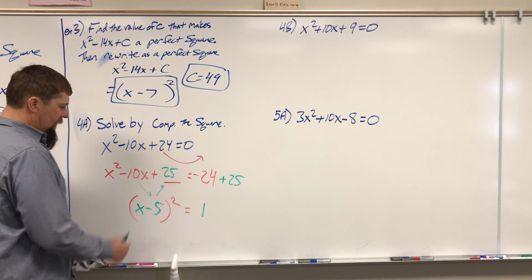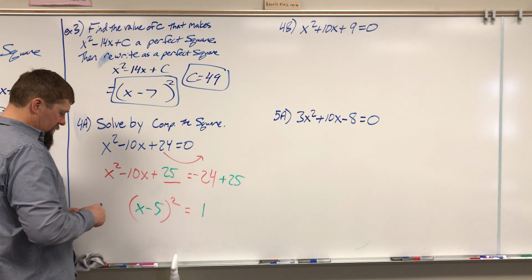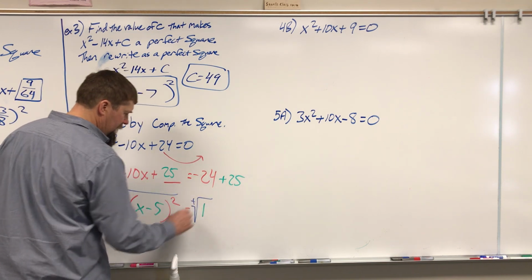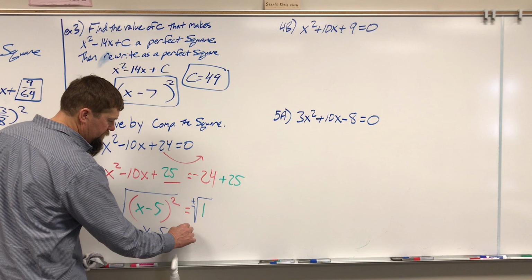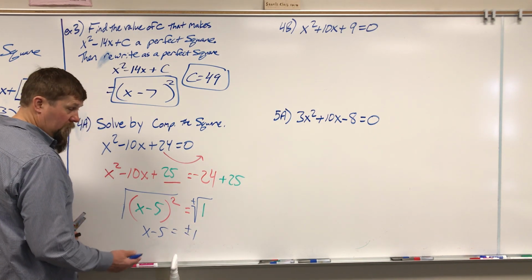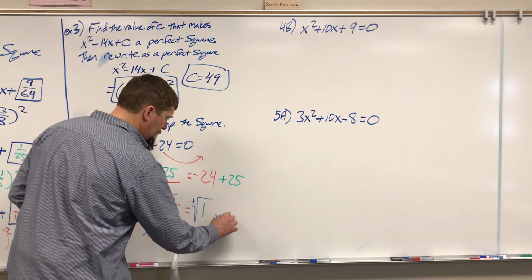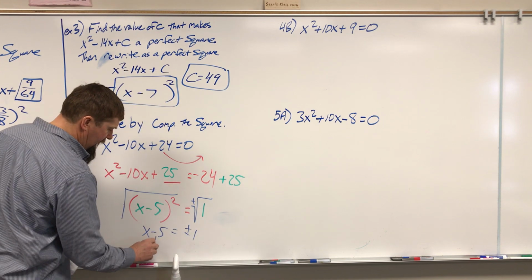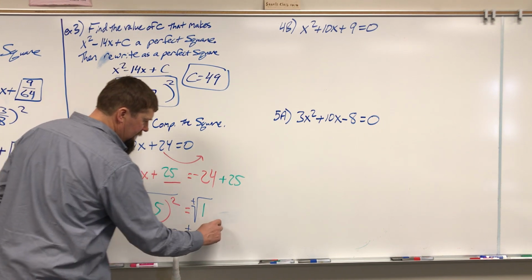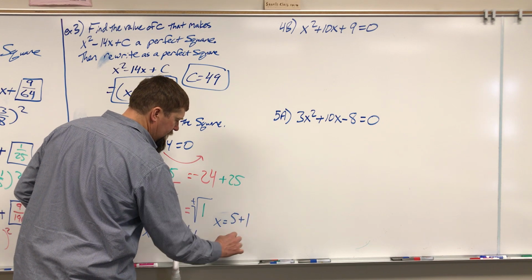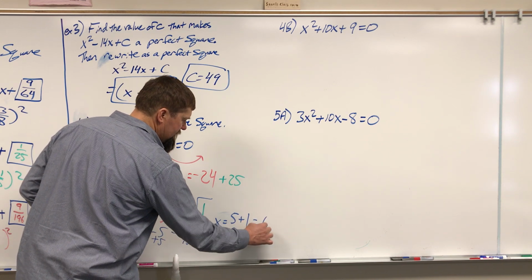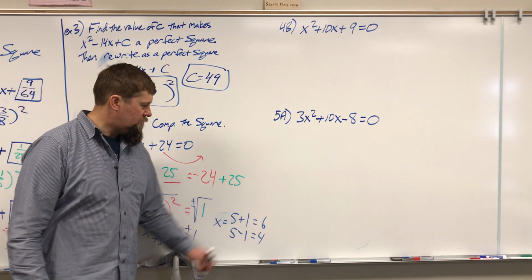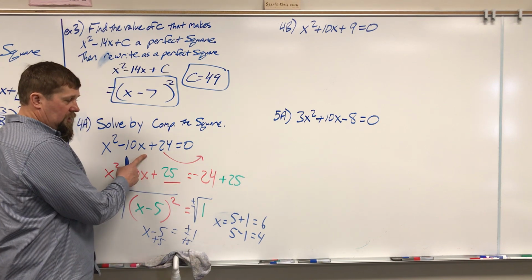Now I can solve it using completing the square or using the square root method. If I take the square root of both sides, plus or minus, I get x minus 5 equals plus or minus 1. Square root of 1 is 1. So when I add 5, again, x is equal to positive 5 plus 1 and positive 5 minus 1, which is 6 and 4. So according to this, my two solutions for this equation are 6 and 4.